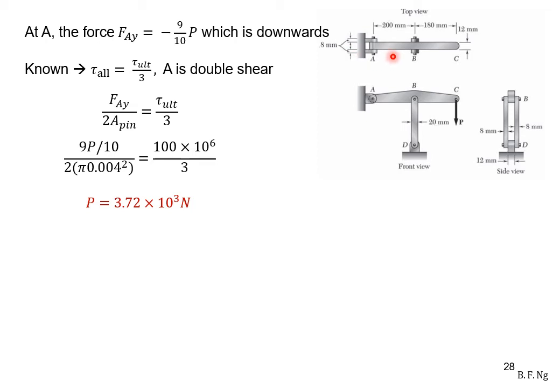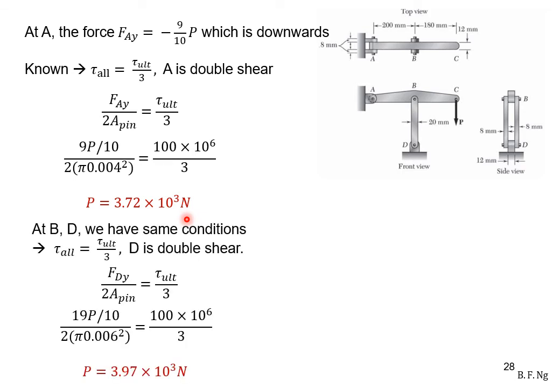The pin at A from the question, as you can see over here, is in double shear. We are told that the stress in the pin itself must not exceed the ultimate shear stress divided by the factor of safety. The allowable shear stress over here is given by Ay, which is this expression, divided by 2A. There's a 2 here because of the double shear. Upon solving this equation and substituting in the expression for Ay, we obtain P equals 3.72 times 10 to the power 3 newtons.